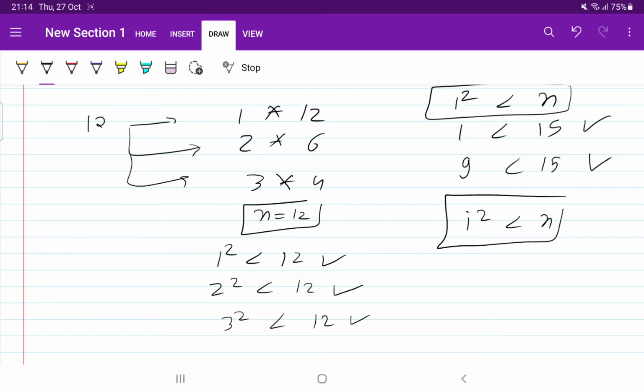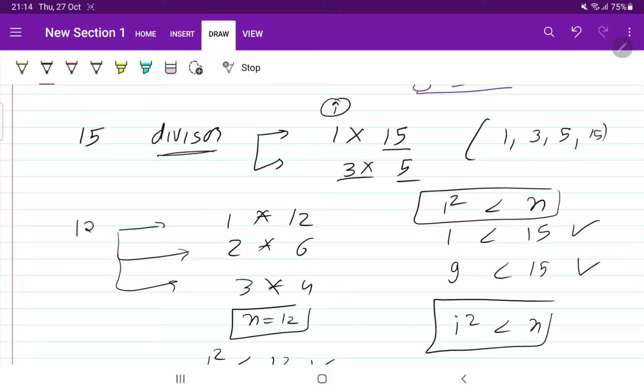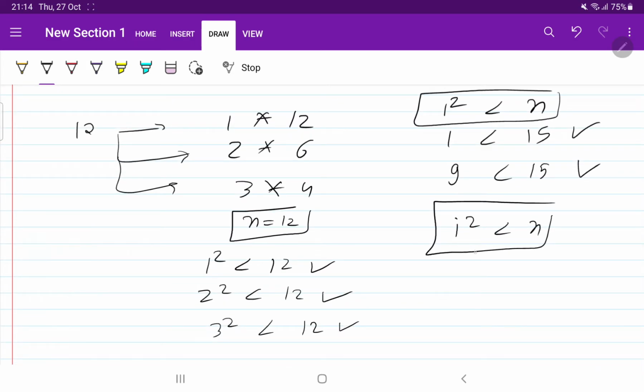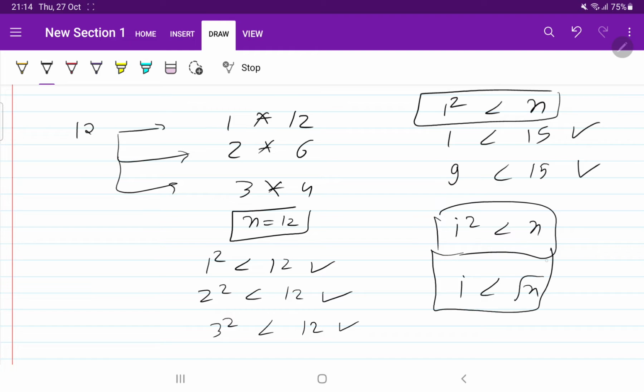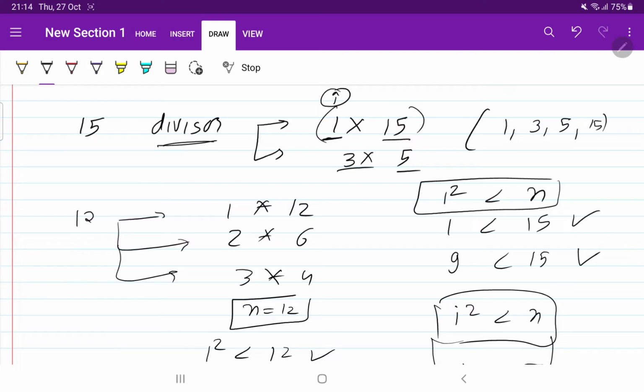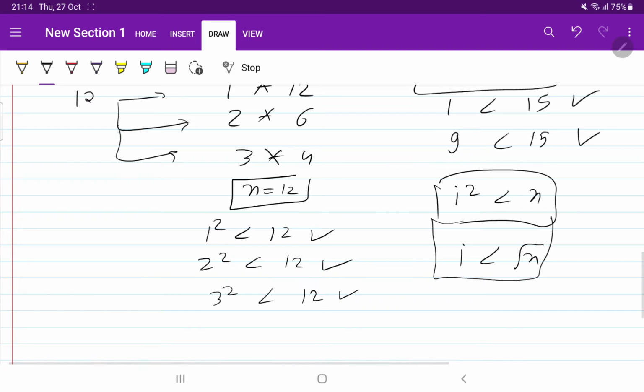It means, first of all, what are the two things? Divisors always occur in pairs, and the smaller value is always such that i square is less than n. You can write it like this also: if i square is less than n, then i is less than under root of n, meaning I have taken the root of both sides. So the divisors come in pairs, and the smaller divisor is always less than the root of n, or in other words the square of the smaller divisor is less than n. Okay, this condition is true.